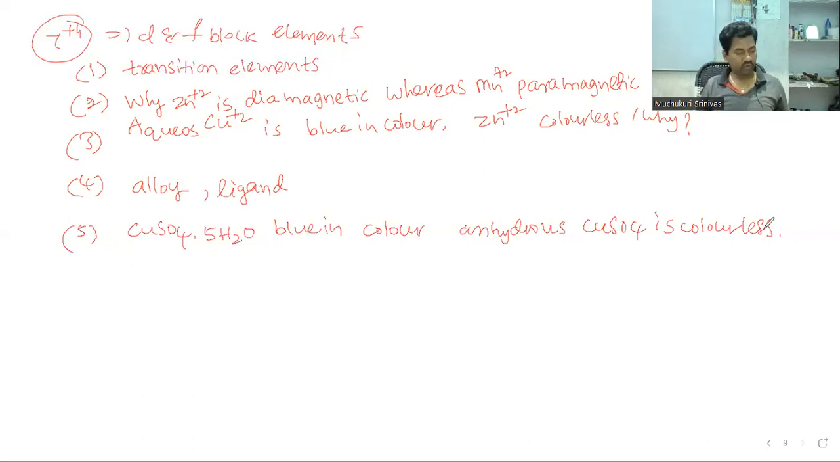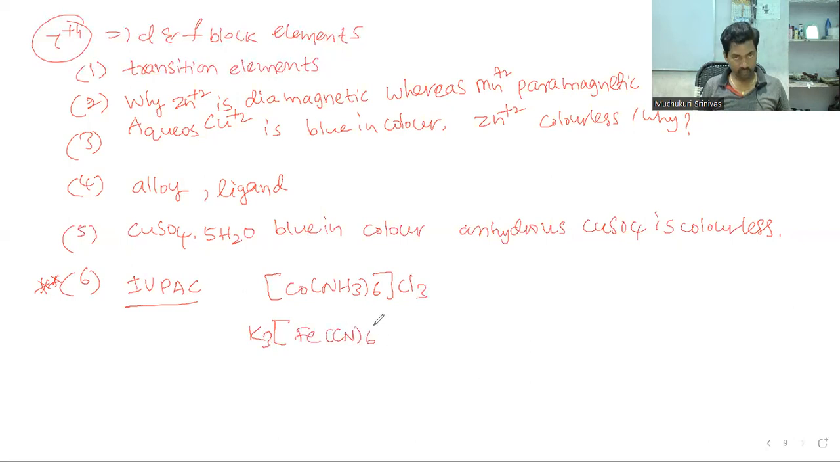Then from this chapter you should read some important IUPAC names, especially [Co(NH3)6]Cl3, then K3[Fe(CN)6], potassium hexacyanoferrate(III), then next K3[Fe(C2O4)3], the next K2[PdCl4].